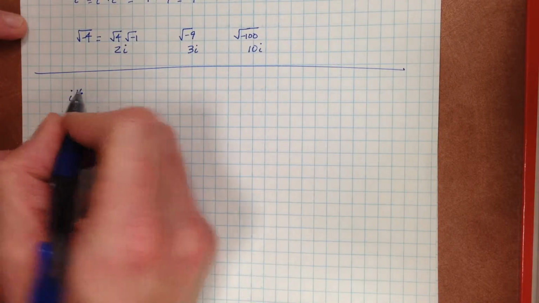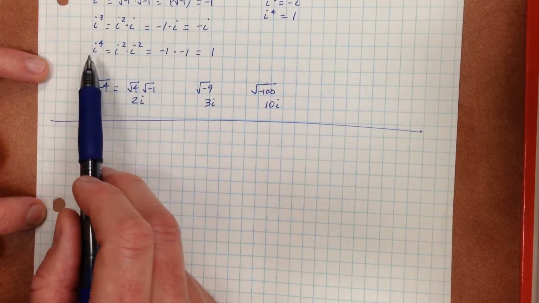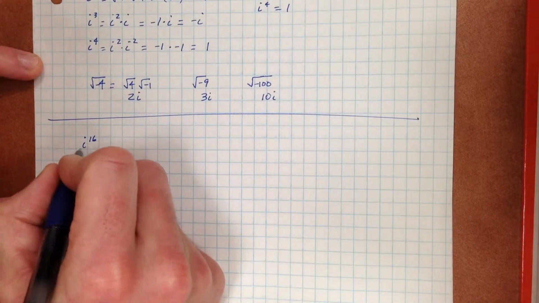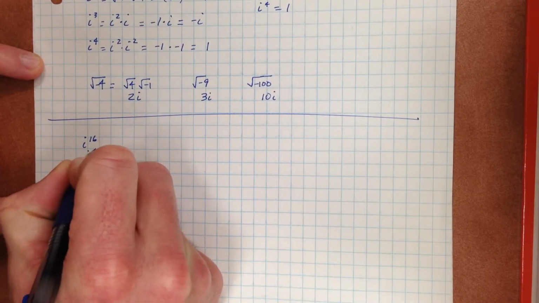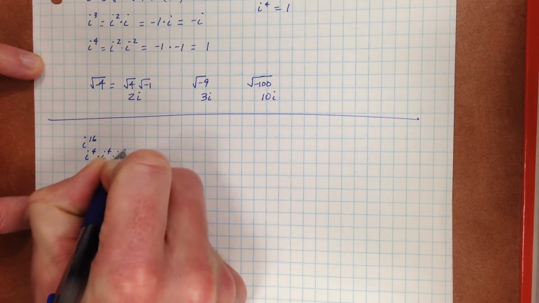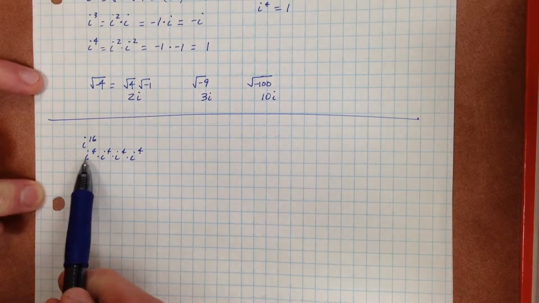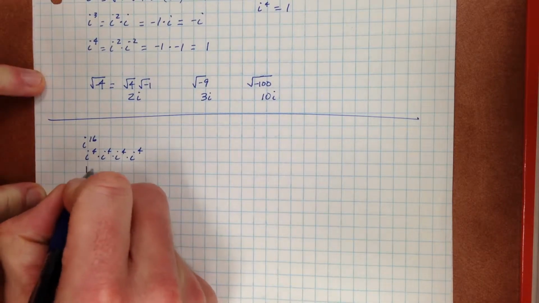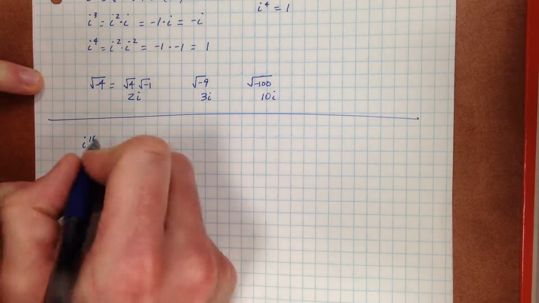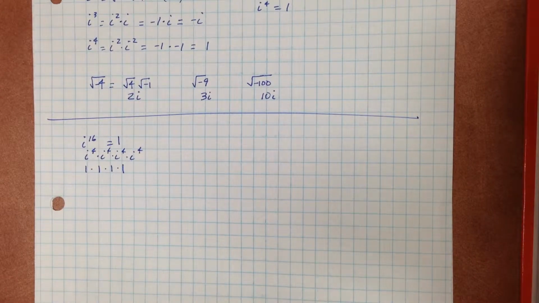So if I were to take a look at 16, I want to really figure out how many 4-packs are in there, because each 4-pack is equal to 1. So if I were to break this up, I could rewrite it as I to the fourth times I to the fourth times I to the fourth times I to the fourth. Well, each one of these is 1, so it really ends up being 1 times 1 times 1 times 1, which ends up then simply being 1. I to the 16th is 1.